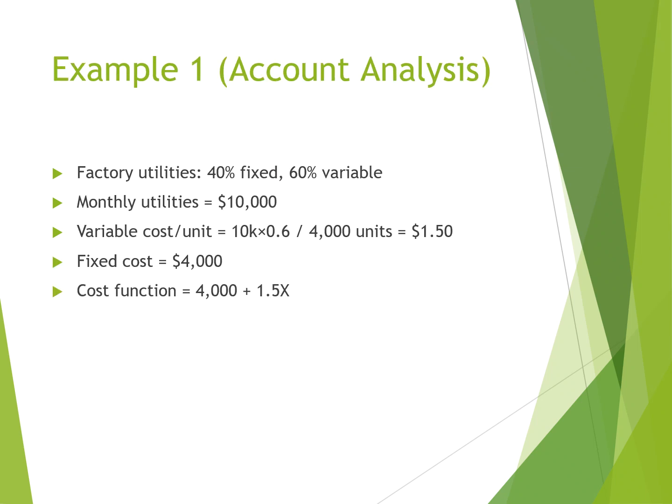Example, factory utilities is 10,000. 40% is fixed, 60% is variable. So activity level is equal to 4,000 units. Variable cost per unit is 10,000 times 60% divided by 4,000, which gives us $1.5 per unit. And then fixed cost is $4,000, so the cost function will be total cost is equal to 4,000 plus 1.5x.